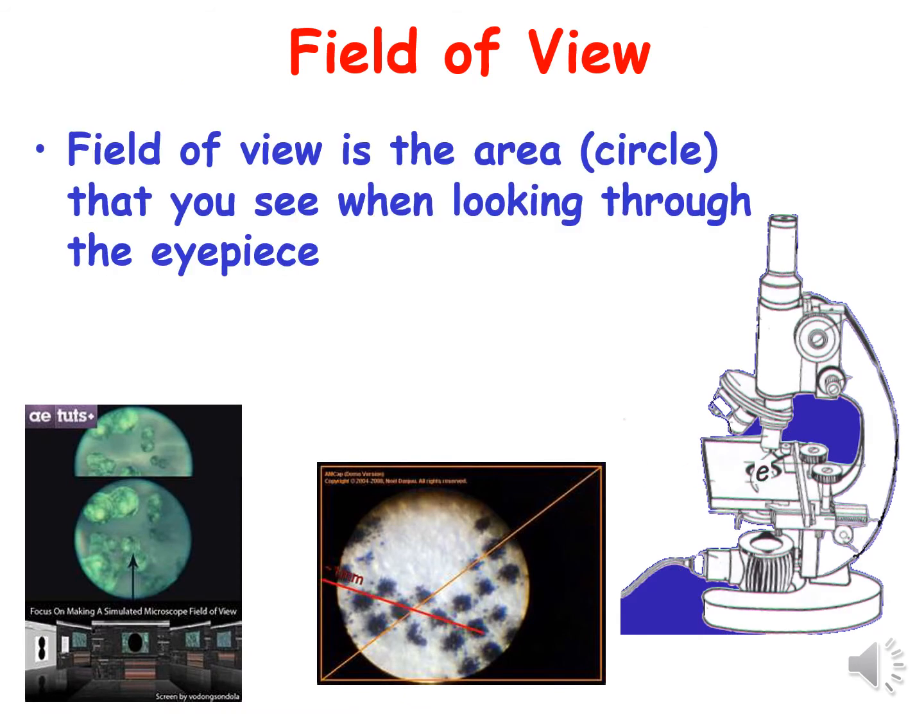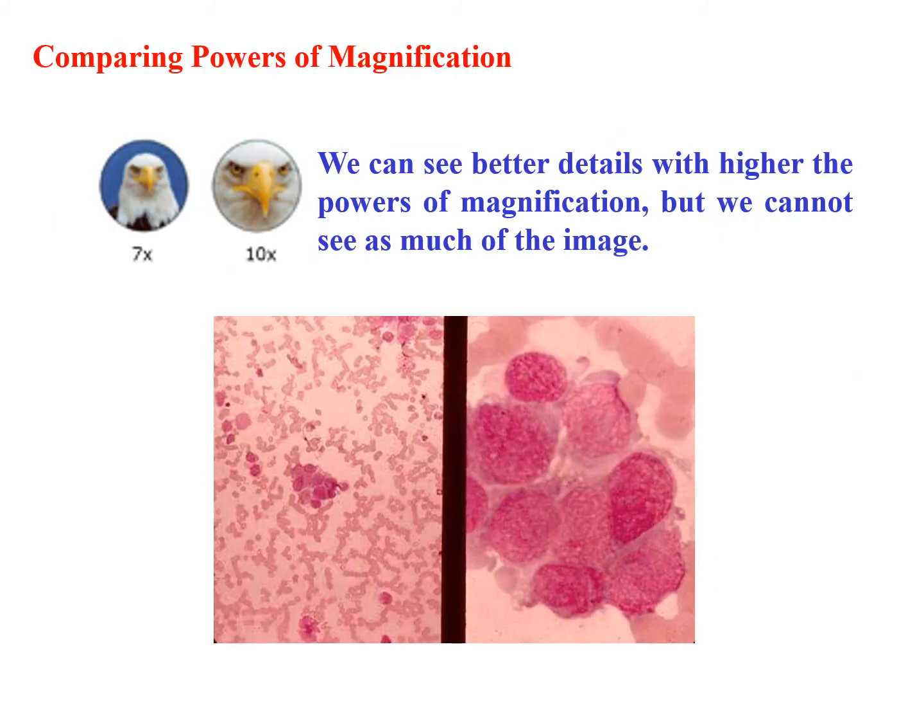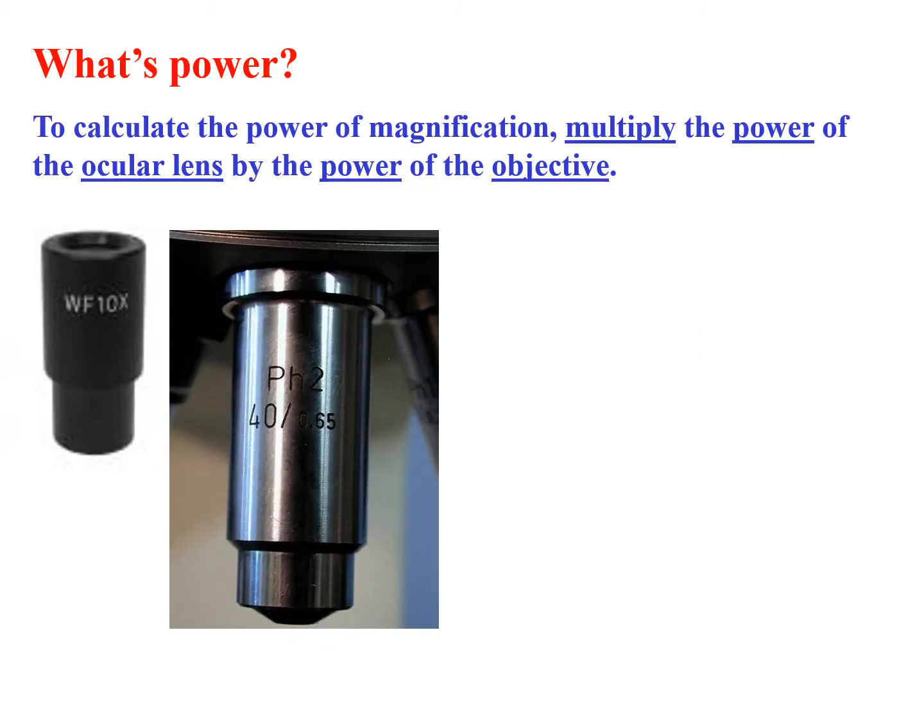Field of view. Field of view is the area or circle that you see when looking through the eyepiece. We can see better details with higher the power of magnification, but we can't see as much of the image. To calculate the power of magnification, multiply the power of ocular lens by the power of objective.